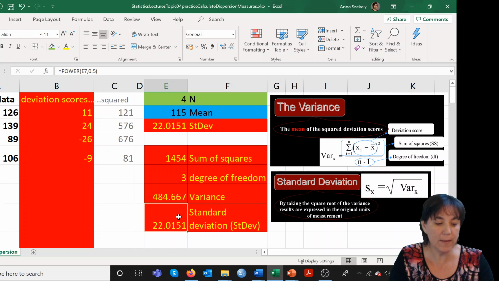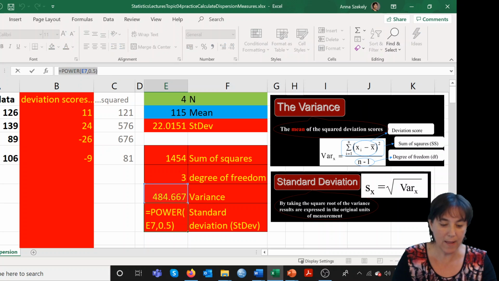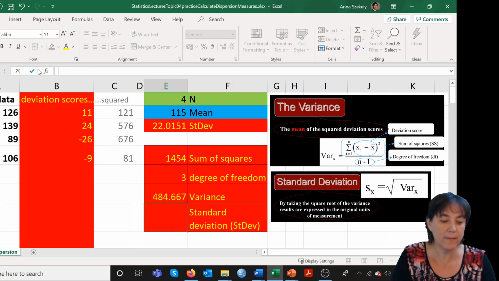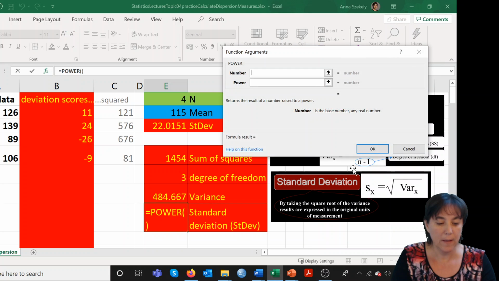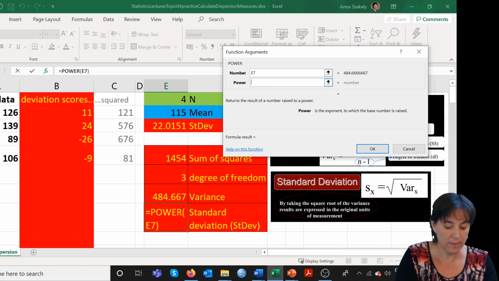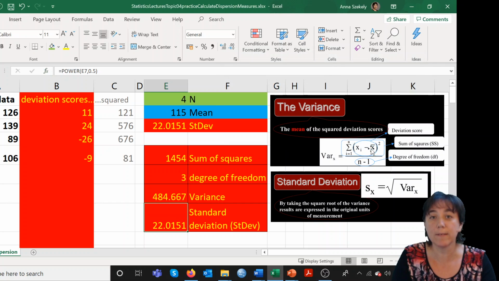And for standard deviation, we need to take the square root. It's real simple to punch it on the calculator, but if you are doing it in Excel, you want to find a function for power, and then that's our number, and I need 0.5 as the exponent, and that will give us the result.